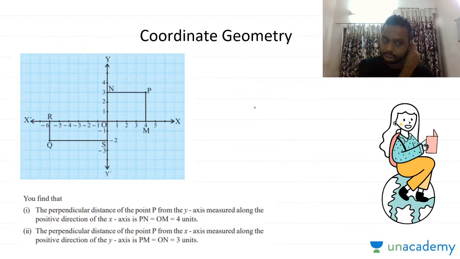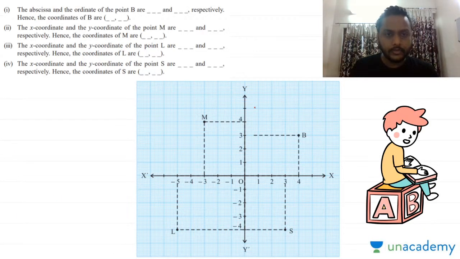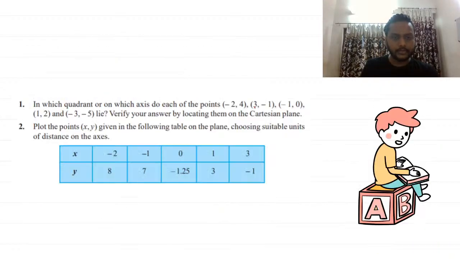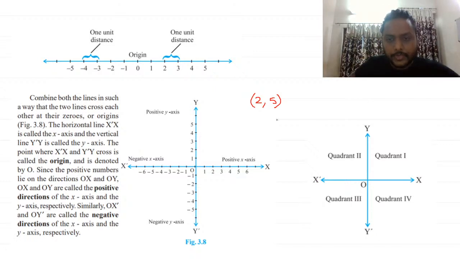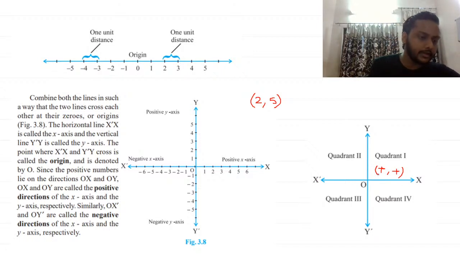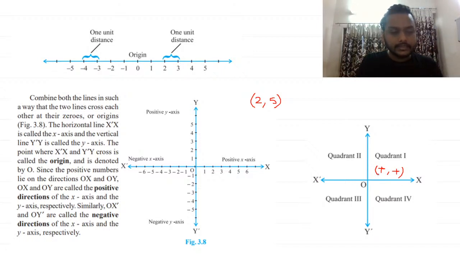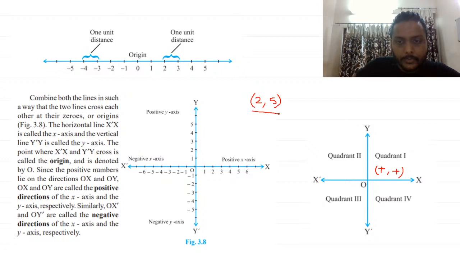Okay, hold on. Exactly. So in the first quadrant, my x and y both are positive. So whenever I have a point where x and y are both positive, where will it lie? It will always lie in the first quadrant. Okay, so it becomes clear to me that the point (2,5) is lying in the first quadrant.